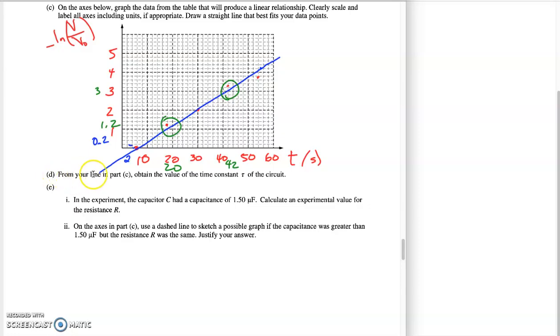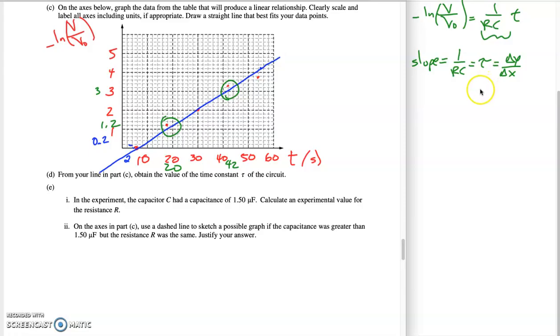So part D, find the value of the time constant. If you remember, I decided to do V over V naught as y, 1 over RC times t. That means the slope is going to be 1 over RC. So slope equals 1 over RC equals the time constant, is change in y over change in x. Change in y is going to be 3 minus 1.2, and change in x is going to be 42 minus 20. So that's going to be 1.8 divided by 22. So the time constant is going to be whatever that turns out to be.